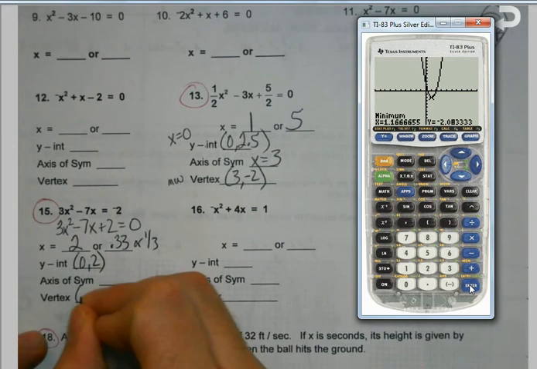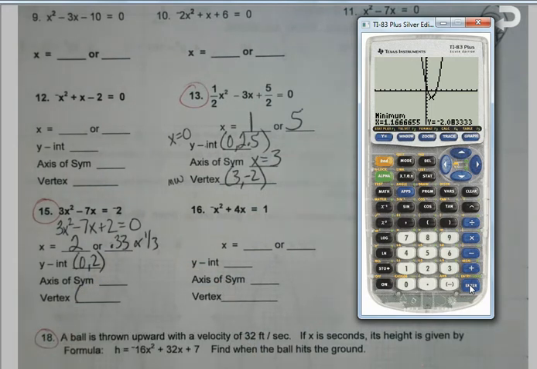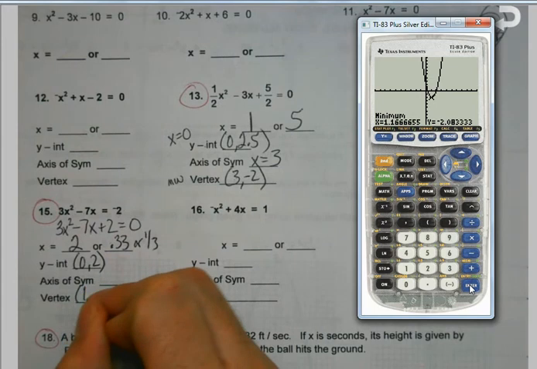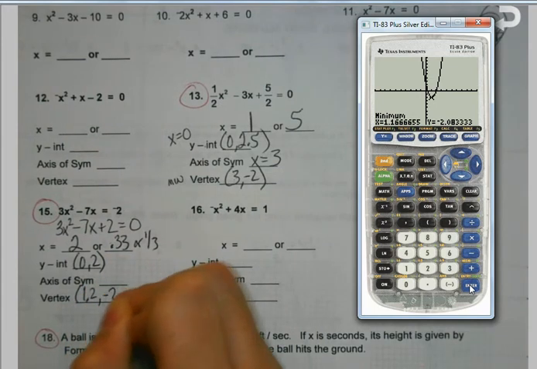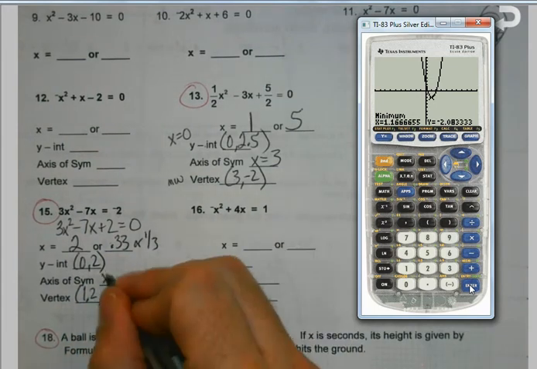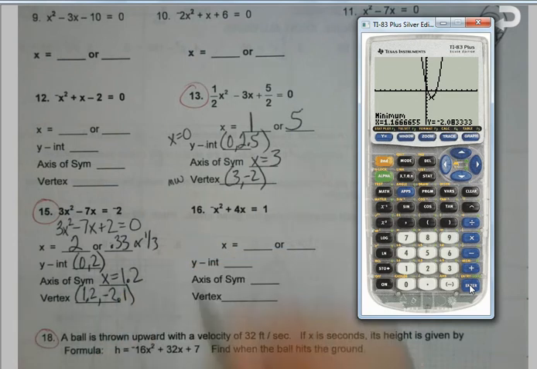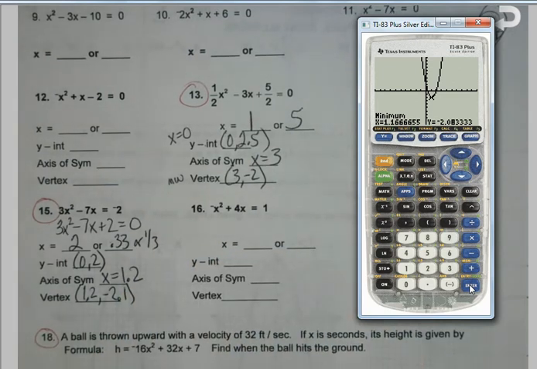My vertex, and on most of these, we're going to round to tenths, because that's what we're going to be doing in the homework anyway. So 1.2, negative 2.1 would be fine. And my axis is, again, just going to be the x value of my vertex.